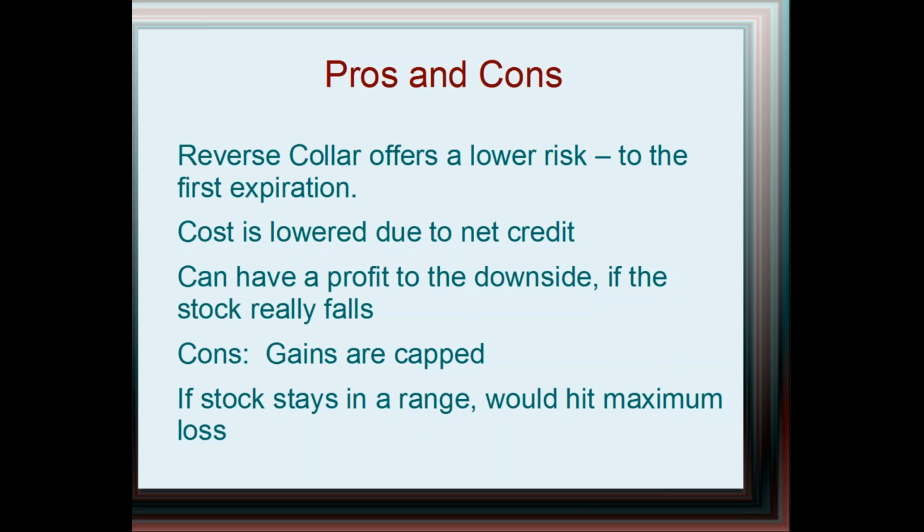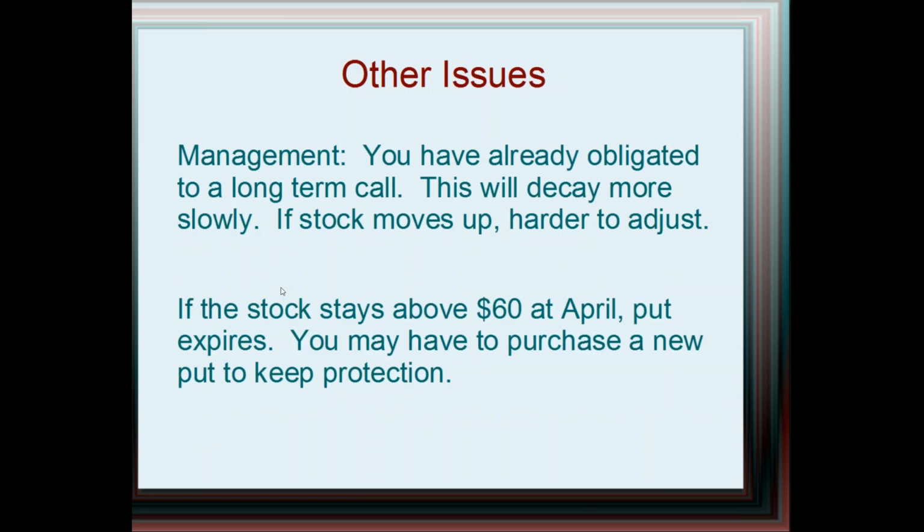And if the stock stays in a range, a trading range, you're going to hit the maximum loss and then be forced to face another issue on the reverse collar. What's the other issue? Management. See, in the married put, if the stock went up to $65 or $66, I can now choose to sell a 67.5 call 1 month out or a 70 call to lower my risk.